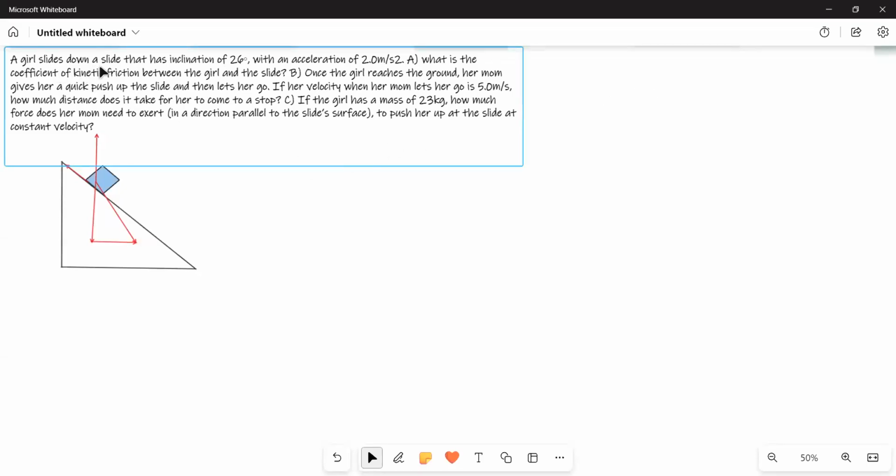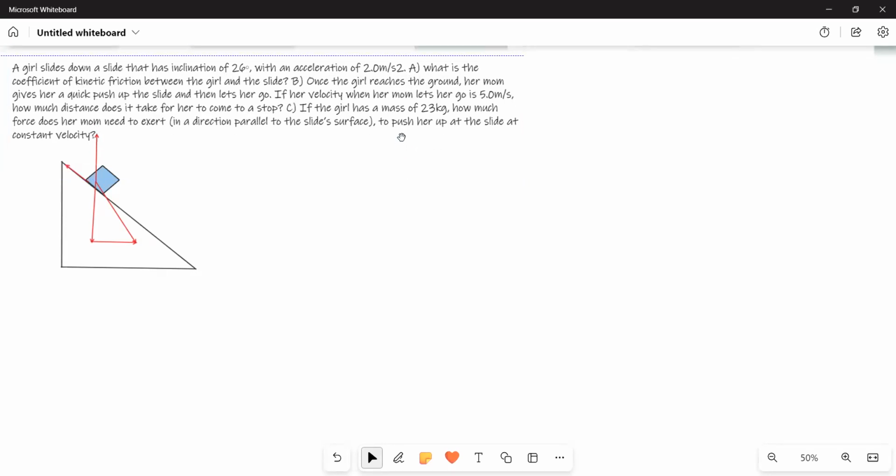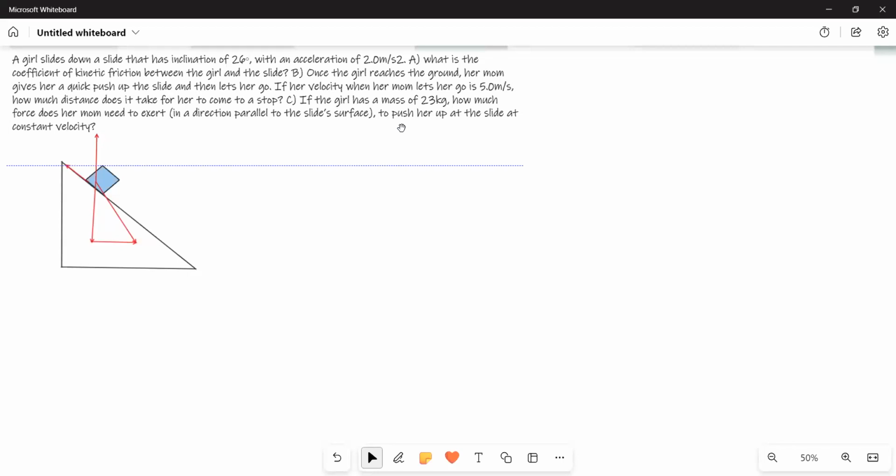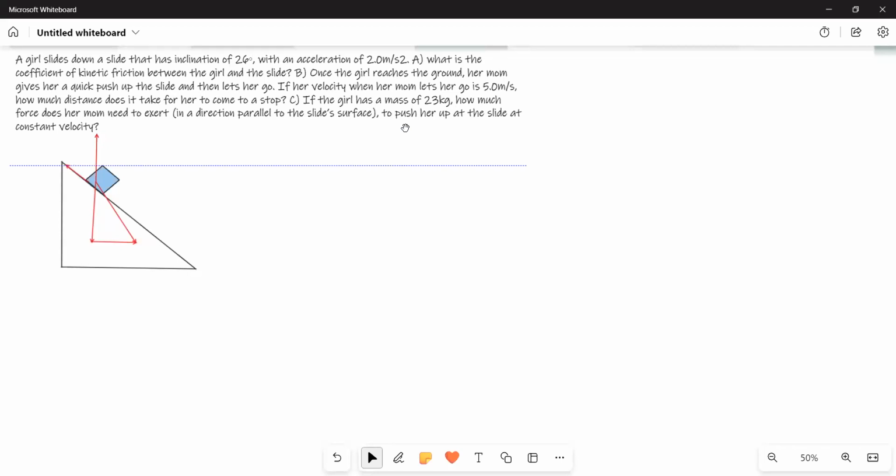A girl slides down a slide that has an inclination of 26 degrees with an acceleration of 2 meters per second squared. What is the coefficient of kinetic friction between the girl and the slide?